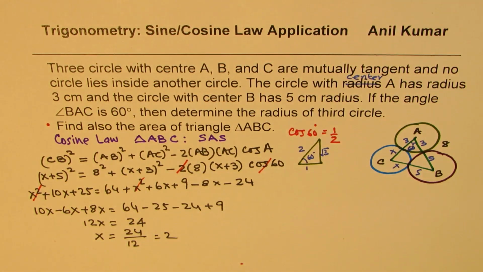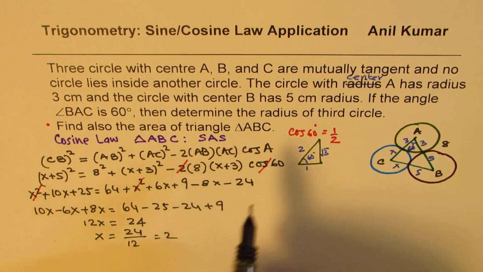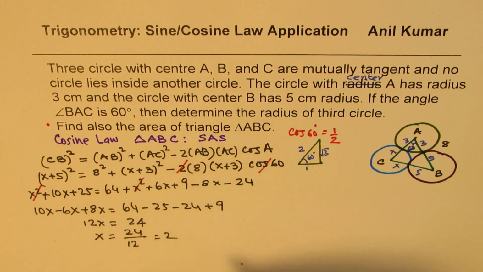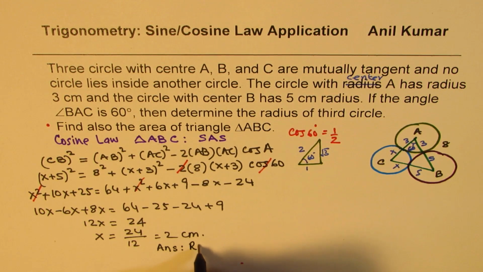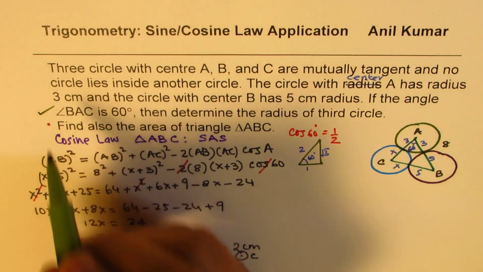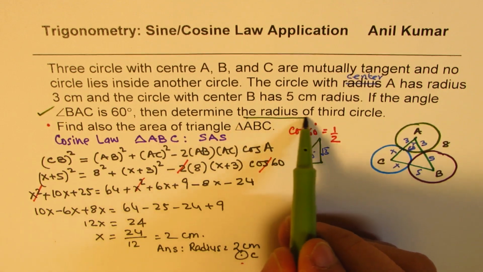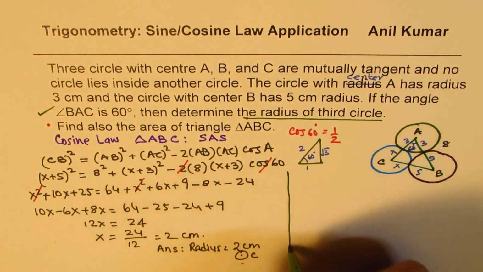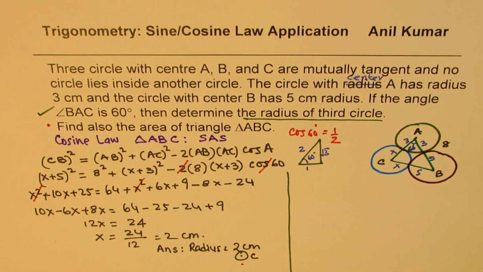So the radius is 2 and the units are centimeters. So we get the radius as 2 centimeters. So that is the first part. So radius equals 2 centimeters for the circle with center C. Okay. So we have done the first part, which is to determine the radius of the circle. Now, let us try to figure out the area.